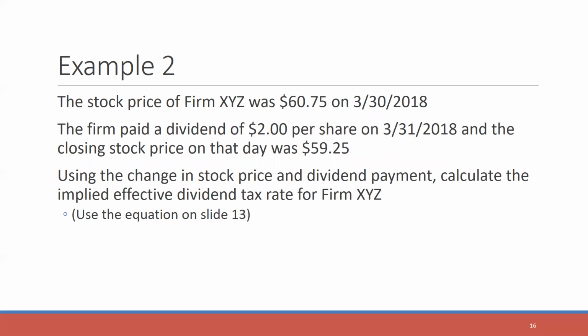Example 2. The stock price of firm XYZ was $6.75 on 3/30/2018. The firm paid a dividend of $2 per share on 3/31/2018, and the closing stock price on that day was $5.925. Using the change in stock price and the dividend payment, calculate the implied effective dividend tax rate for firm XYZ. The way that we'll set this up is we'll use our P cum minus our P ex equal to (1 minus tau star D) multiplied by that dividend. So when we solve for this, we'll be solving for the effective dividend tax rate for the firm. And hopefully through this example, you can observe that even though the firm paid a $2 dividend, the fall in the stock price was not $2.